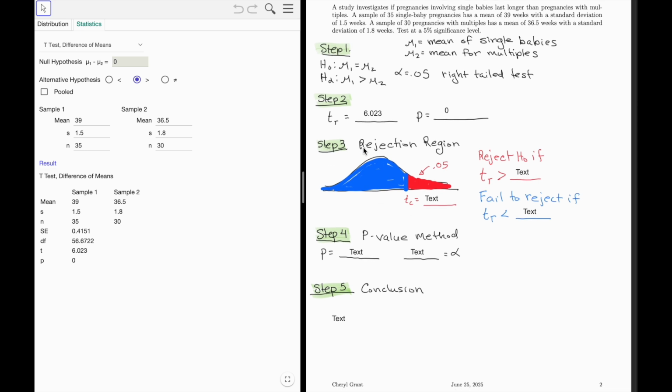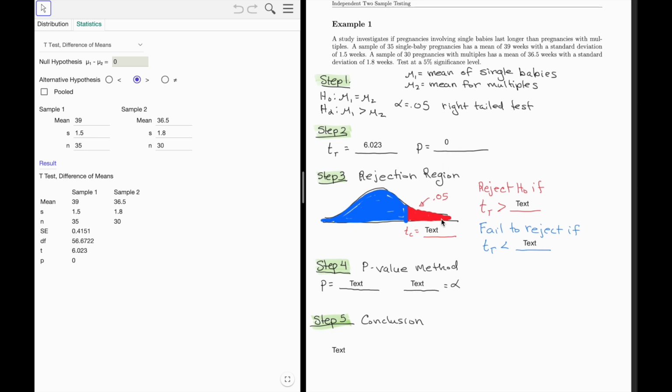For step 3, the rejection region, we're doing a right-tailed test, so we're going to be looking at the right tail. Now, because we're doing an alpha level of 0.05, this area in this tail where we want to find the cutoff point or the boundary for the rejection region, that's our value for t-critical. I want to make sure I go to GeoGebra and put in that information for the right tail and see what that cutoff point is.